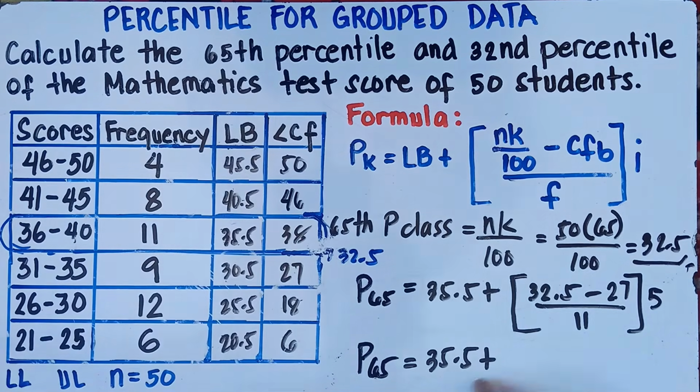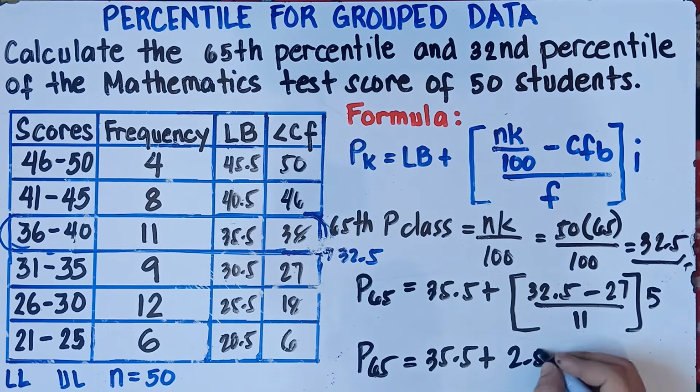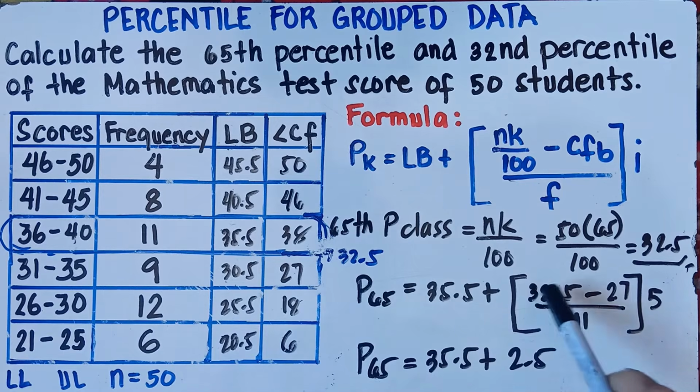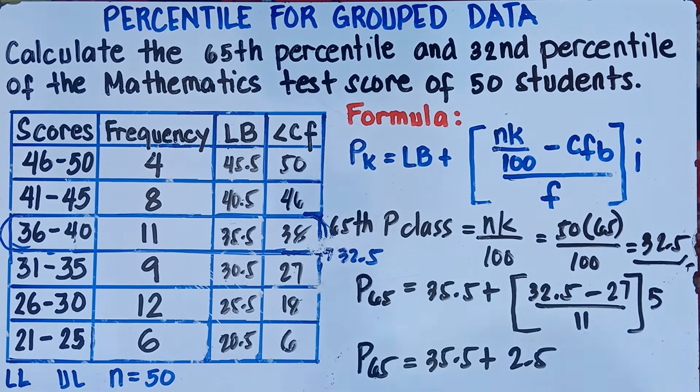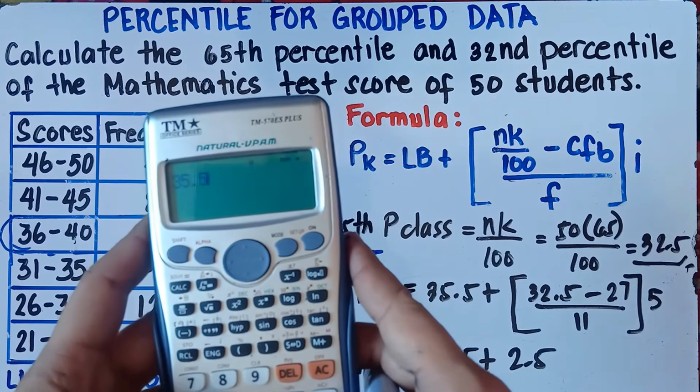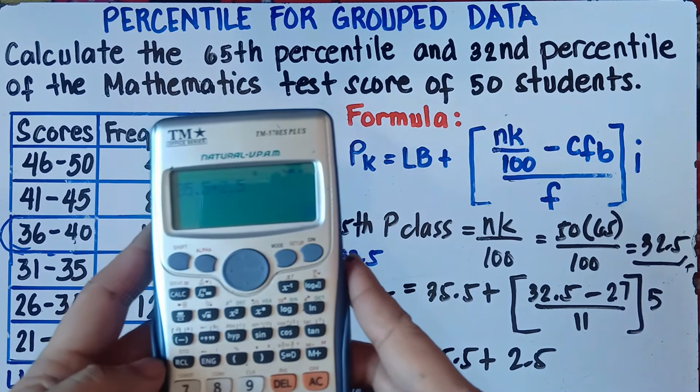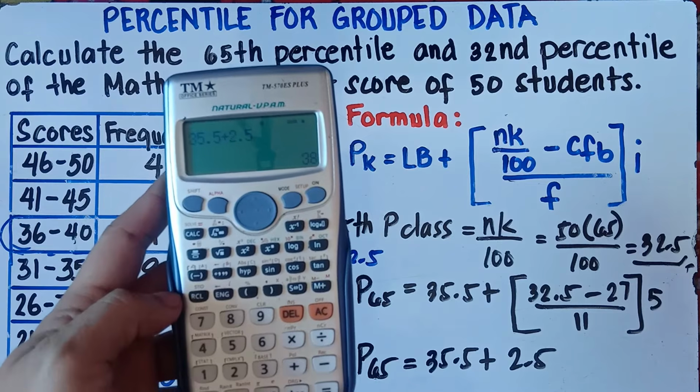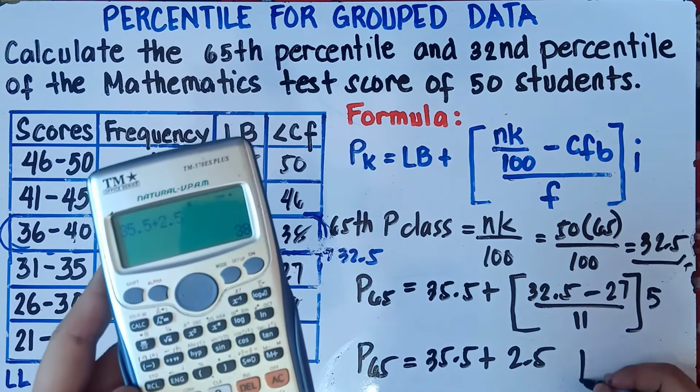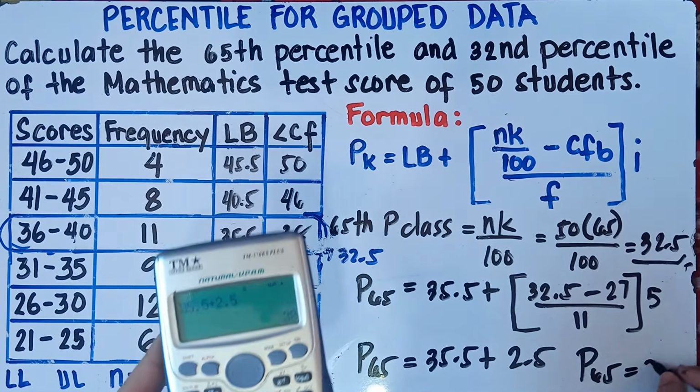So this will be 35.5 plus 2.5. Once again, class, subtract, divide, then multiply it by 5. This will be the answer, 2.5. Then 35.5 plus 2.5 equals, you will have 38. So the 65th percentile is equal to 38.